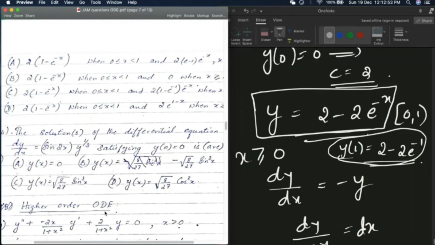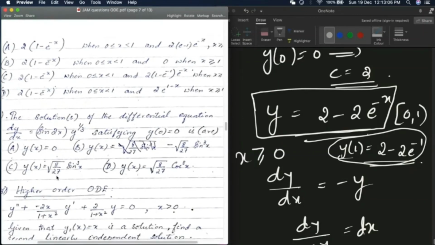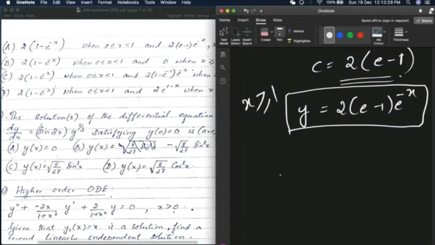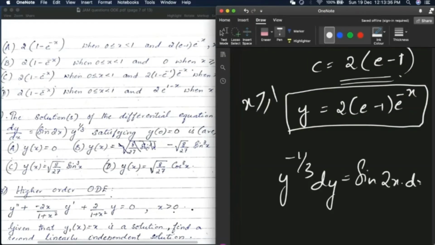The solutions of the differential equation dy by dx is equal to sine 2x times y raised to 1 by 3, satisfying y of 0 is equal to 0. This is an MSQ, I think. How do I do that? Divide by y raised to 1 by 3. That's variable separable only. It's an easy question. So it is y raised to minus 1 by 3 dy is equal to sine 2x dx. So only to integrate and solve.